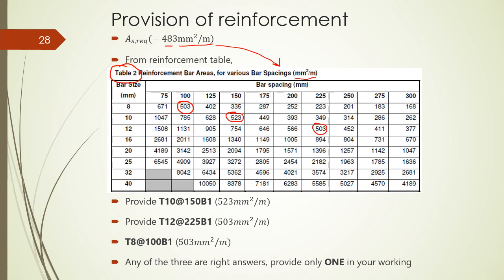It's important to note that there are some practicalities in construction. So for example, T8 at 100 will have such a tight spacing you may not really want to include it. But some of those are nuances of construction. We need not consider them at this point.